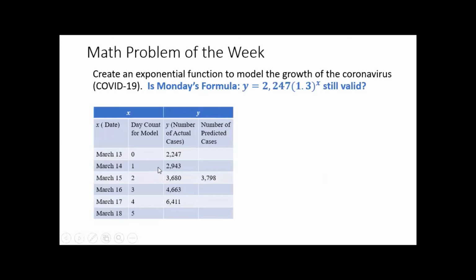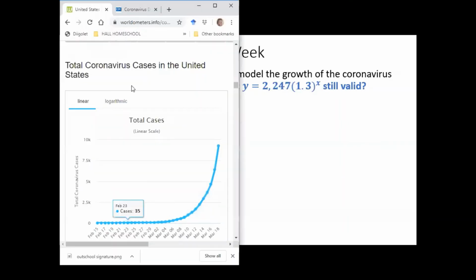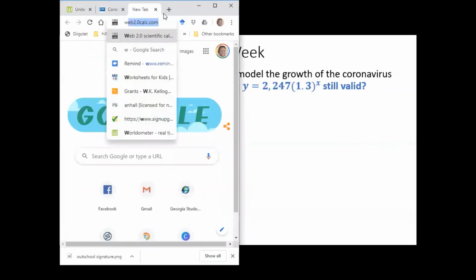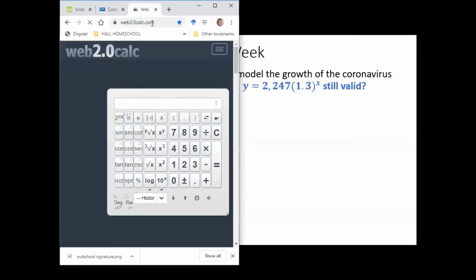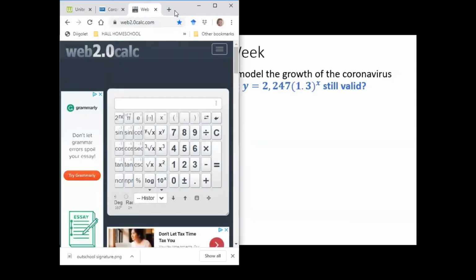Here is a continuation of our math problem of the week. Is Monday's formula, y equals 2,247 times 1.3 to the x power, still valid? If you want to see how we got that formula, you can watch the other video. I'll link it in the comments below. So is it still valid? Well, let's plug in some values and see how that works. I'm going to go to my trusty calculator. I like using WebCal. It's a scientific calculator. I'll link that in the comments below.